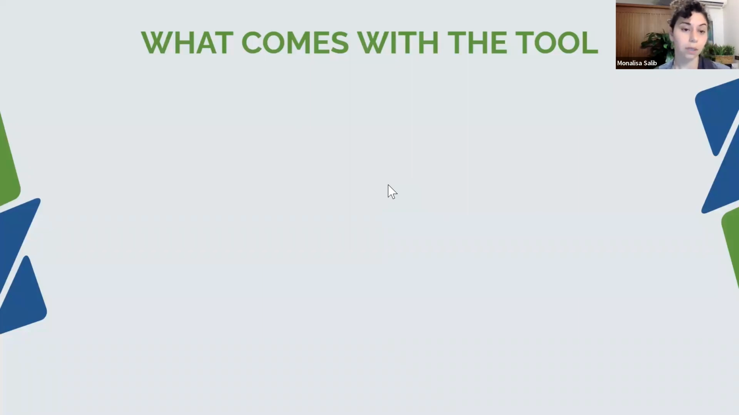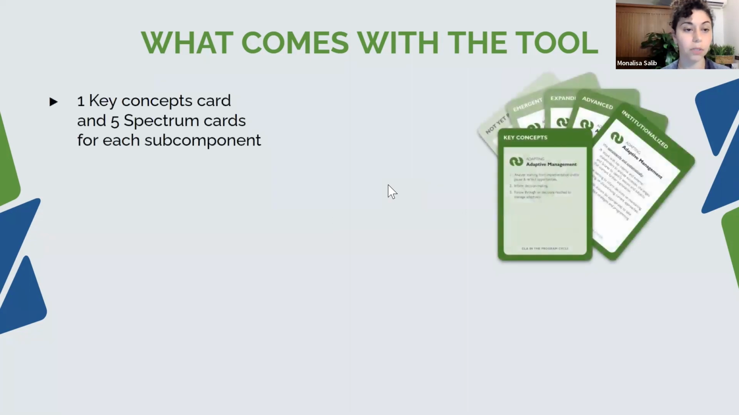So just a quick telling you what comes with the tool. First of all, as you saw from what Lauren was showing, each subcomponent has one key concept card, which always has 3 key concepts. That is what that subcomponent is about. And then it has the spectrum cards, from not yet present to institutionalized, that demonstrate what that level of CLA practice looks like at that level of maturity.